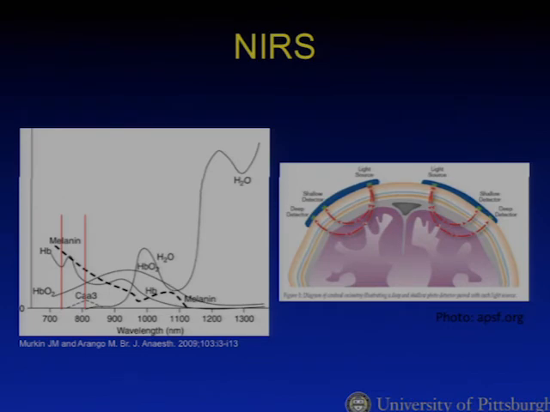Now, with respect to near-infrared reflectance spectroscopy, it uses wavelengths in the 700 to 850 nanometer range. As you can see, that sort of maximizes the separation between hemoglobin and oxyhemoglobin. And what we have here is a transmitting optode and 2 receiving optodes at varying distances from the transmitter.